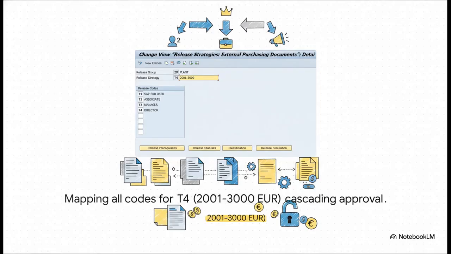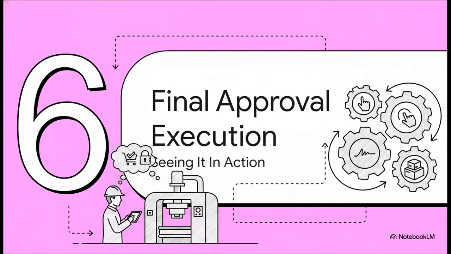For strategy T4, which covers that maximum €2,001 to €3,000 range, we drop in all 4 release codes. This forces SAP to enforce a cascading sequence. It requires T1, then T2, then T3, and finally T4 to fully unlock the document. It's built right in.